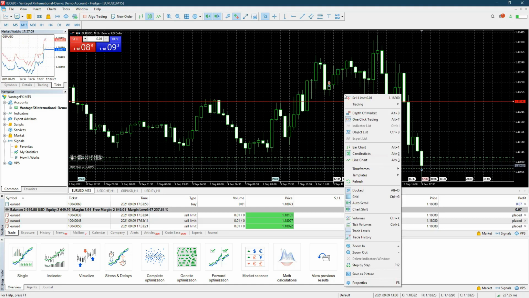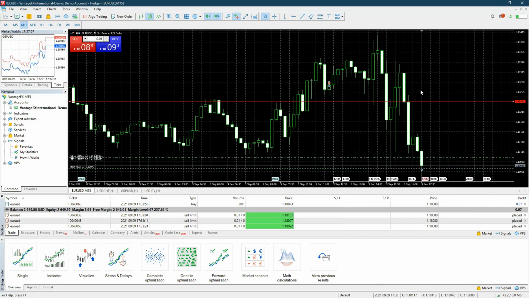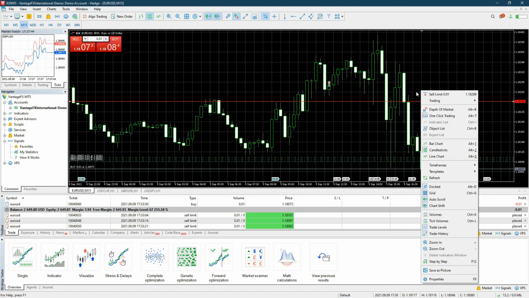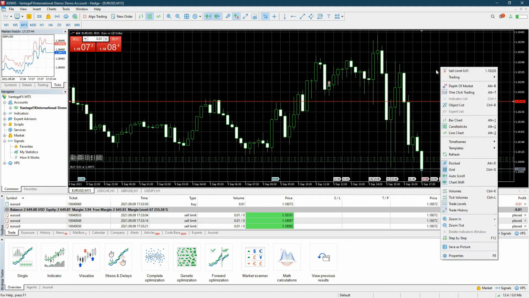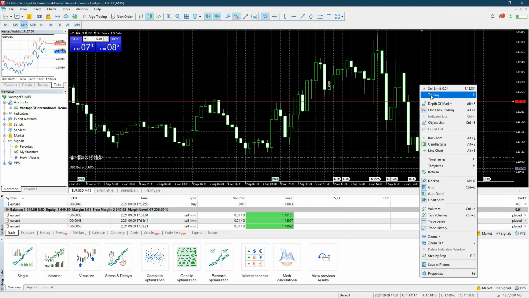trading terminal here on the PC, I would right click and then come to new order. Now you're seeing sell limit, buy stop here because I right clicked on this price. If I right click on this price, it takes the sell limit at this price. If I click here, it takes the sell limit at that price. Now I want to set my price by myself, so I just come to trading and then to new order.